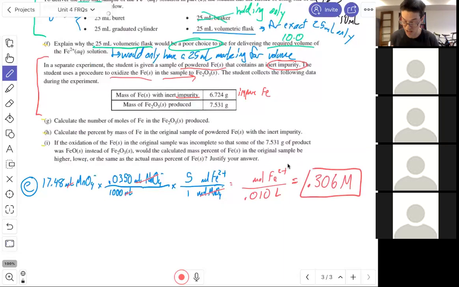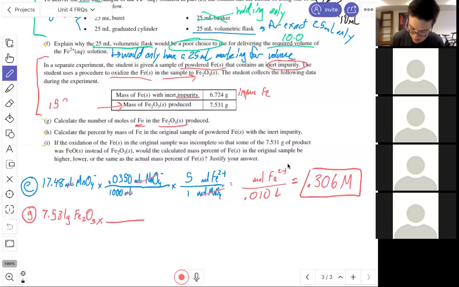Calculate the number of moles of iron in the iron oxide. So what number do you have to start with to start your solution for G? 7.531. Good job. So what would go in my denominator here? The molar mass of this, which I have actually memorized over the years, 159.70.